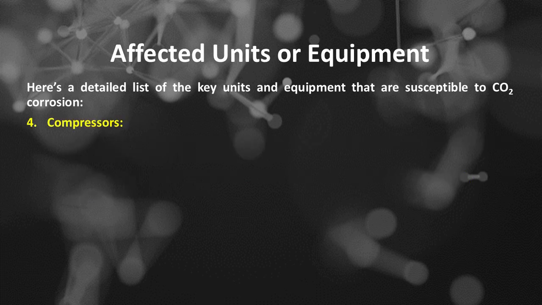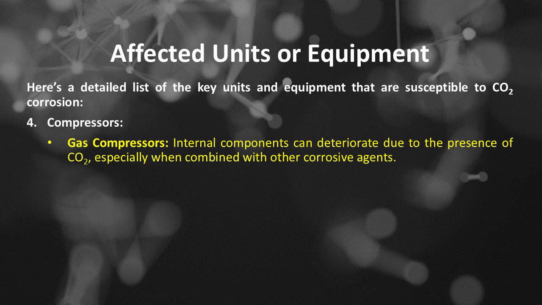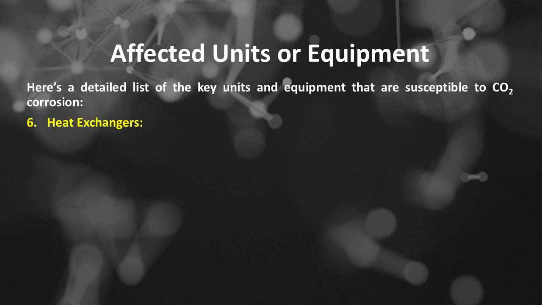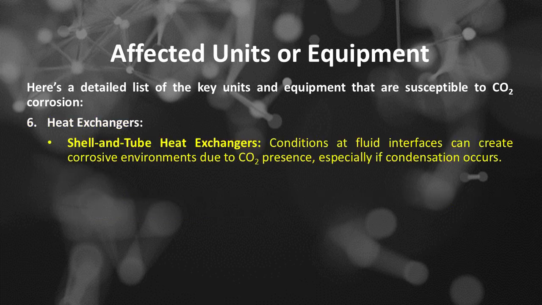Number 4 is compressors. Gas compressors. Internal components can deteriorate due to the presence of CO2, especially when combined with other corrosive agents. Number 5 is separators. Oil-water separators, used to separate hydrocarbons from water, these can experience corrosion in stagnant areas. Number 6 is heat exchangers. Shell and tube heat exchangers. Conditions at fluid interfaces can create corrosive environments due to CO2 presence, especially if condensation occurs.